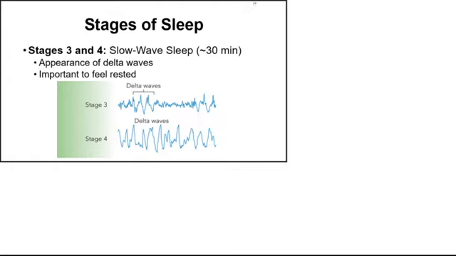High intensity delta waves are part of stage 3 or 4? Sorry, what? High intensity delta waves are a part of stage 3 or stage 4? More delta waves at stage 4. Stage 3 is just when they start appearing, but 4 is when everything is delta waves.